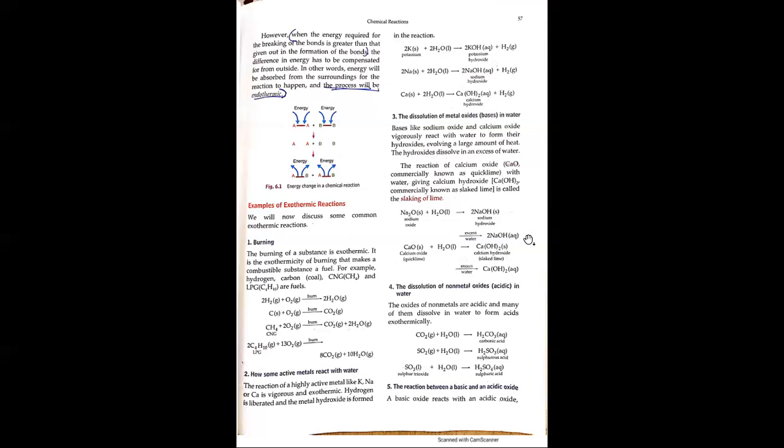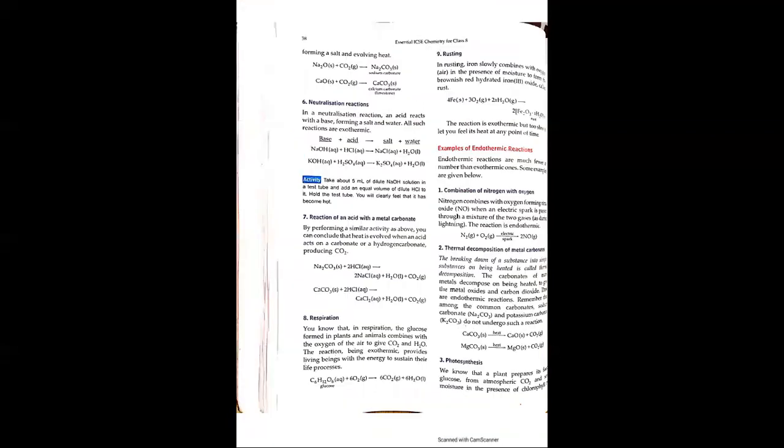The next is reaction between a basic and an acidic oxide. This is an example, as you can see: sodium oxide, Na2O, is a basic oxide and carbon dioxide is an acidic oxide. When the two react, they form salt and evolve heat. The salt here is Na2CO3, sodium carbonate. In the second example, when calcium oxide reacts with carbon dioxide, it forms calcium carbonate, also known as limestone. Again, it is a salt.